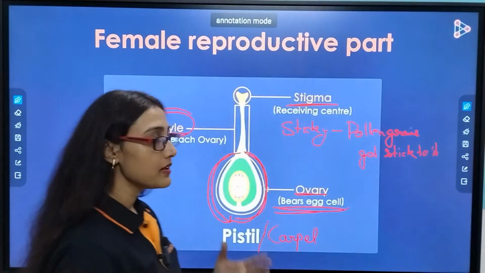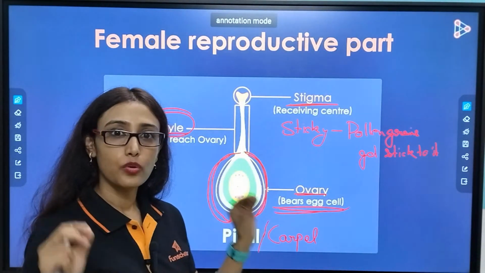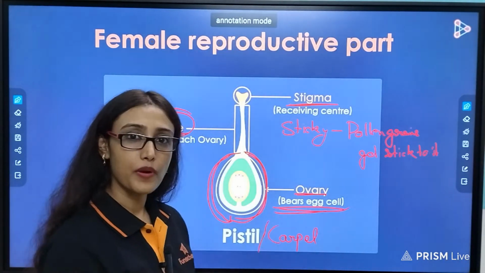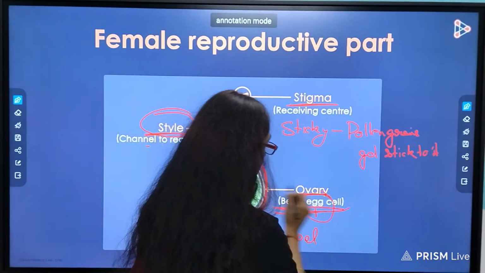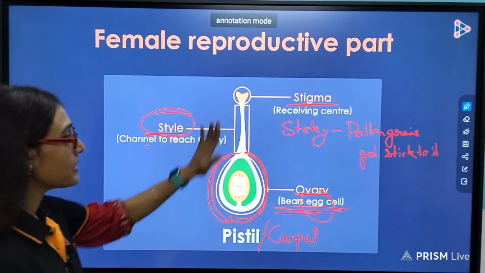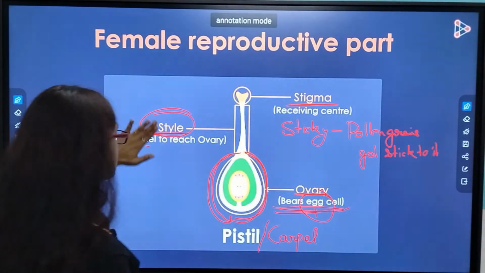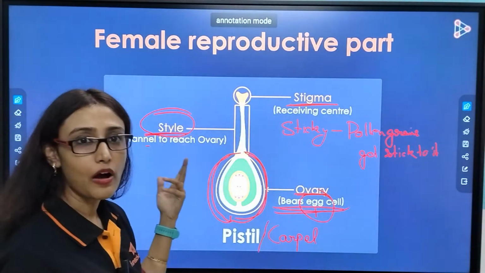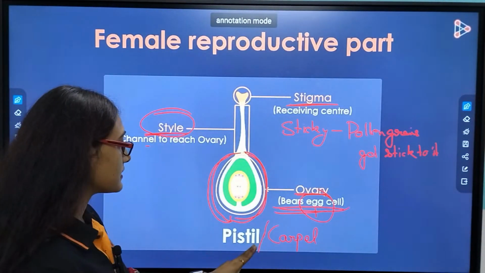The female reproductive part bears the cell that is necessary for reproduction, the egg cell. Whether it is animal or plant, both have egg cell. So three parts: stigma, sticky so that pollen grains stick to it. Style is made. How will you remember? Girls do style a lot. So pistil is nothing but girls.